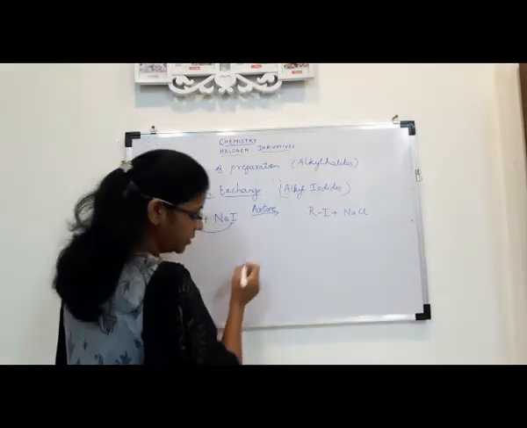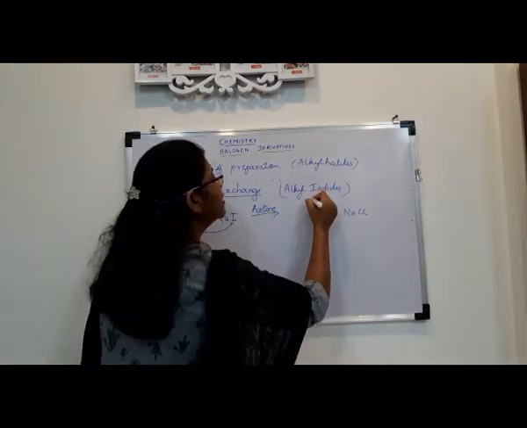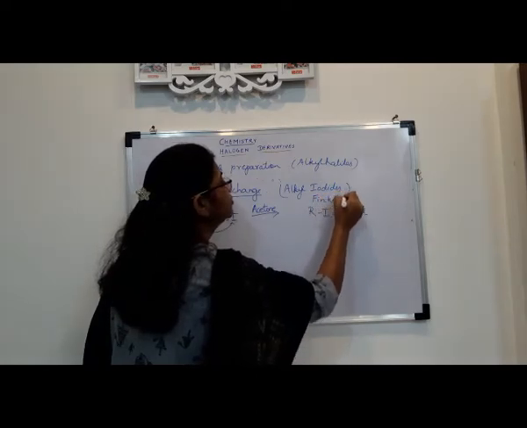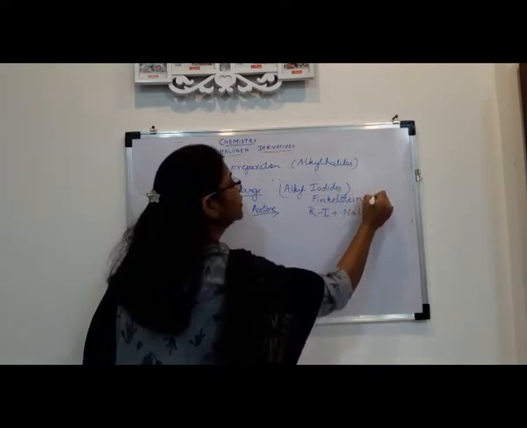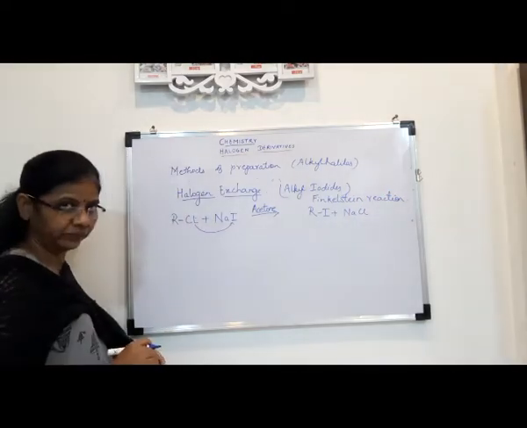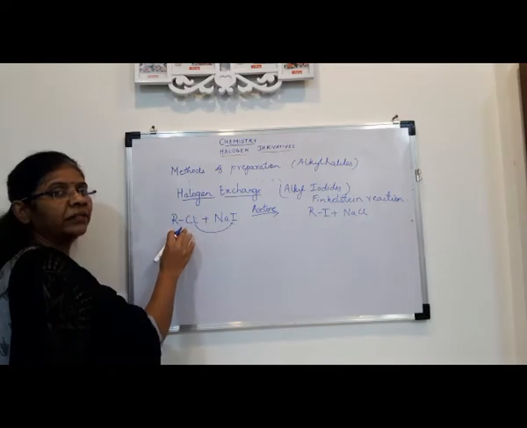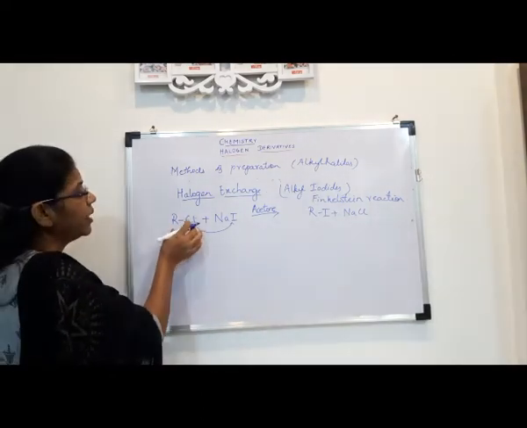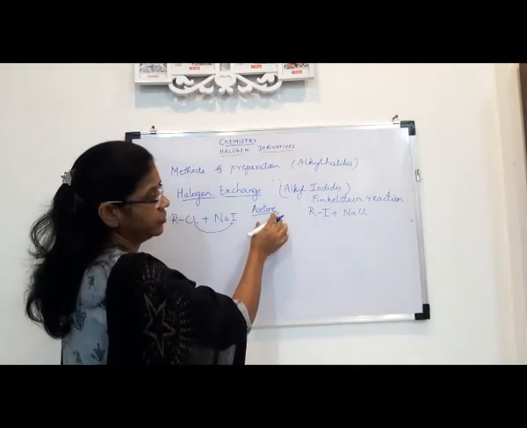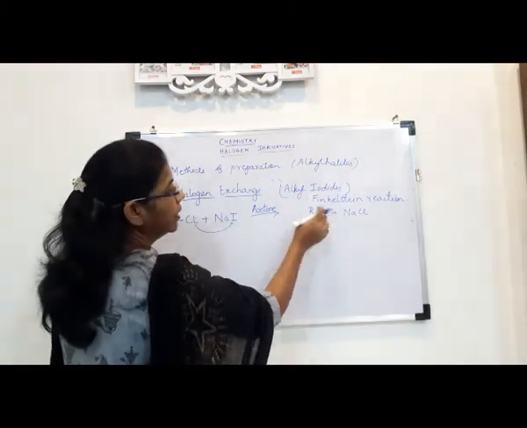Correct? Now this reaction has got a special name, and it is called, see here, Finkelstein reaction. Finkelstein reaction. Alright? Alkyl iodide you have to prepare. From what? From alkyl chloride or alkyl bromide. What will you do? Take alkyl chloride, take sodium iodide, and in presence of acetone. Simple exchange of the iodide and the chloride takes place, and you get an alkyl iodide.